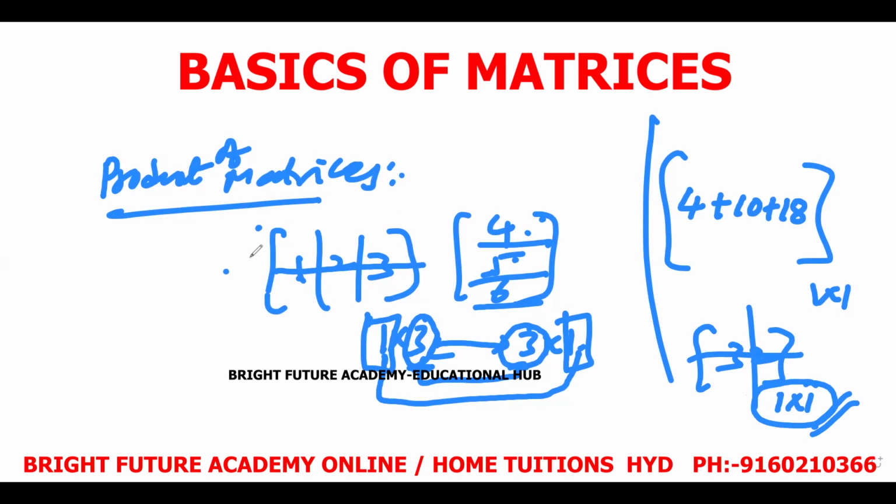When we know the process and the condition, what is the condition? The first matrix's column number and the second matrix's row number should be equal; then we can multiply. As well as that, we can know the output, what kind of matrix we will get. That also we have to determine.